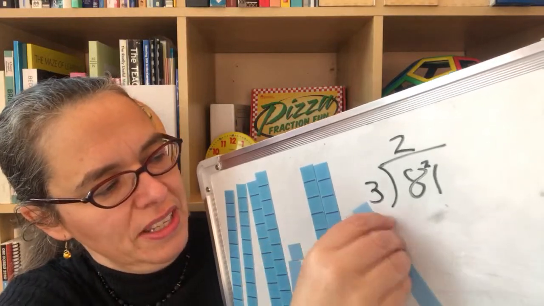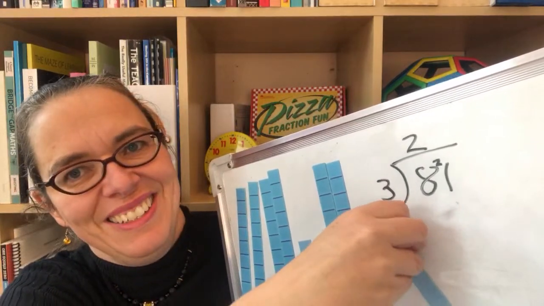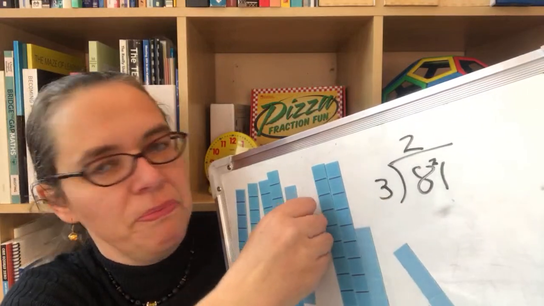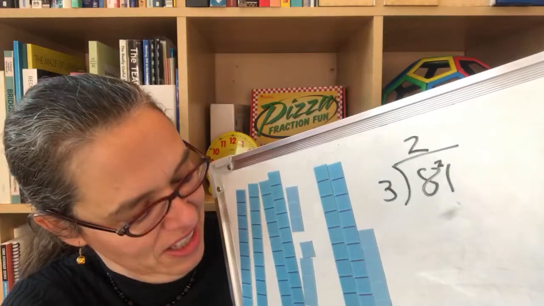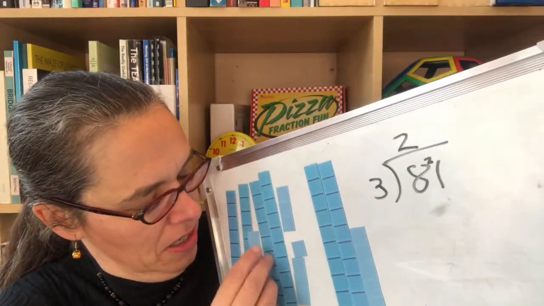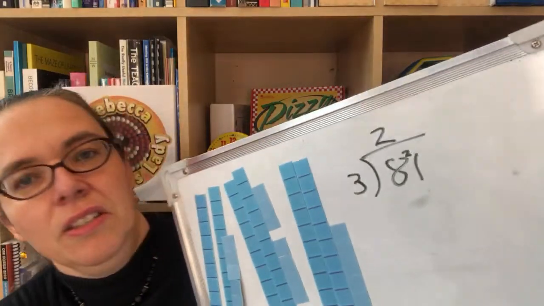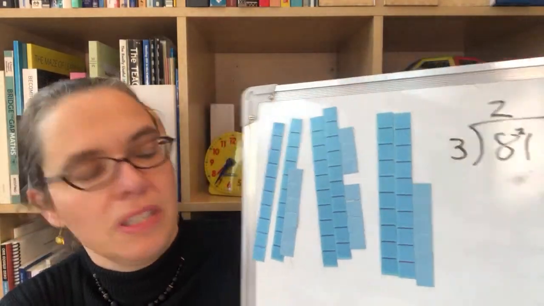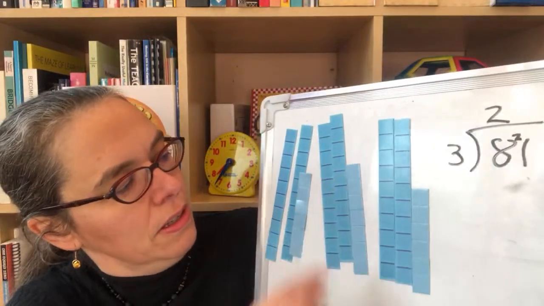I'm just doing it this way, it's slightly easier for me, but your children would normally deal them out one by one. Hi, if you're watching, if you have any questions, I'm happy to take your questions. So you can see dividing it into 3 equal groups gives you 27.